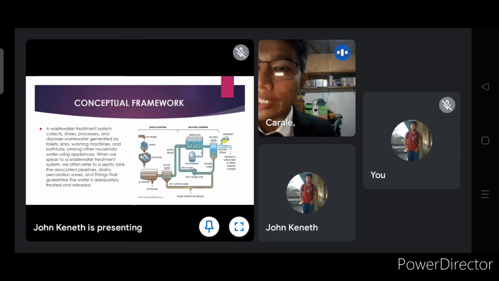So this is the diagram that shows how the wastewater is treated by the treatment system in order for it to become reusable and also become a renewable energy.